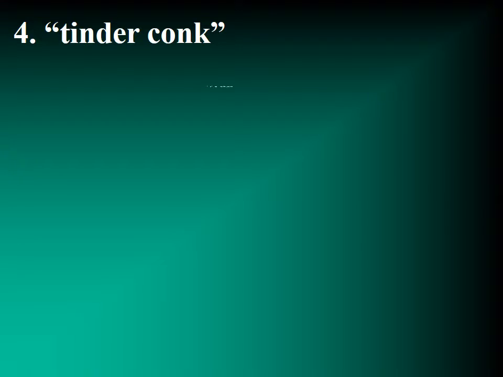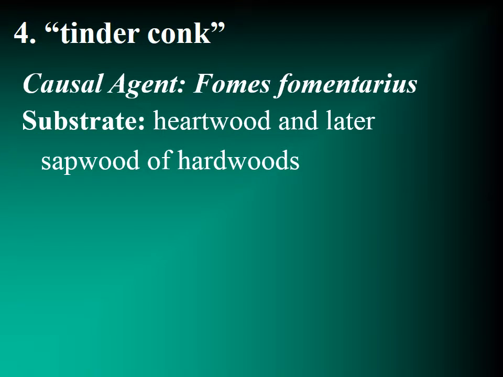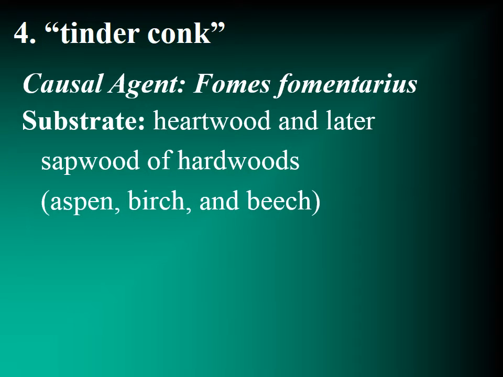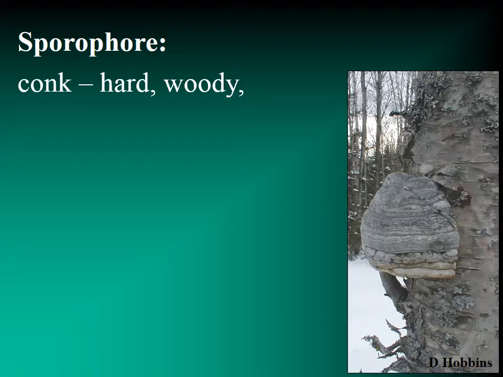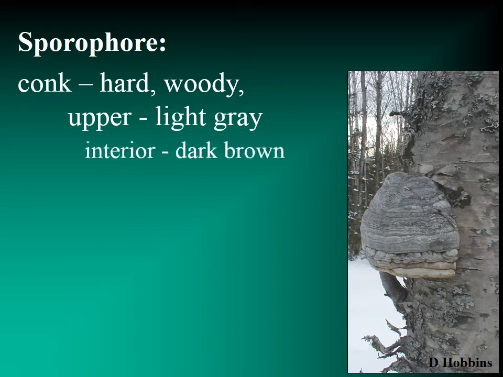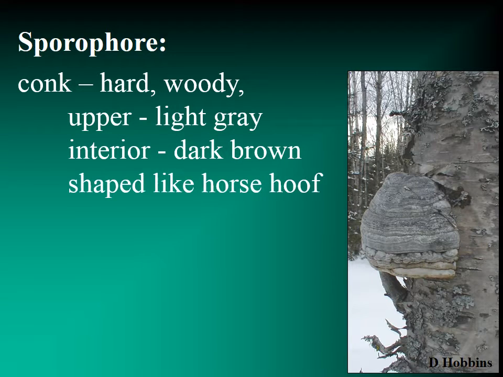Switching to the hardwoods, we have tinder conch, Fomes fomentarius, which is a heartwood decayer on a lot of hardwoods, but mostly this is going to be on populus, birch and beech. It is the number one cause of hardwood wood loss, especially here in the Northeast, but elsewhere as well. The sporophore is a horseshoe shape conch, very smooth, hard, woody top, light gray when it's young, and then the interior will be a dark brown.